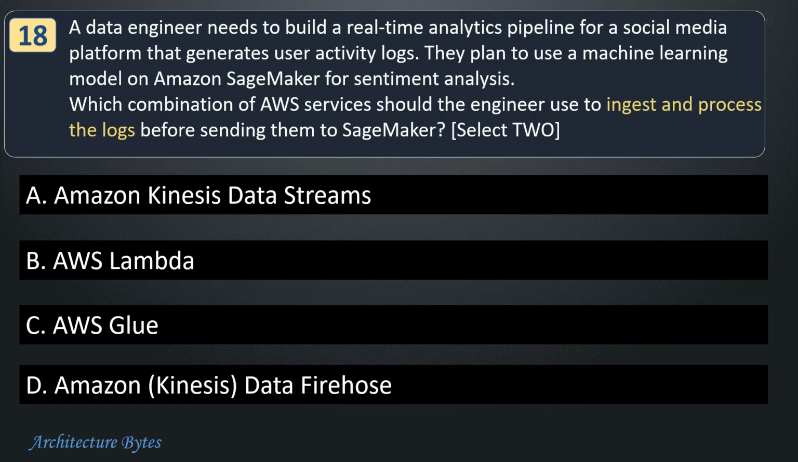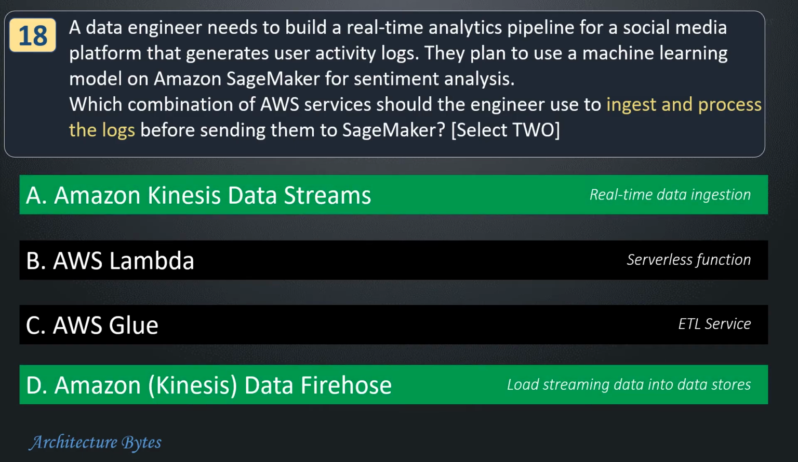We need to select two right options, and they are option A and option D, that is Amazon Kinesis data streams and Amazon Kinesis data firehose. Kinesis data streams is a managed service for real-time data ingestion, ideal for capturing high-volume user activity logs continuously. And Kinesis data firehose can capture, process, and load streaming data into data stores for further processing. Options B and C are incorrect. While AWS Lambda and AWS Glue can be used for data processing, they are not specifically designed for real-time data ingestion and processing at the scale required for a social media platform.